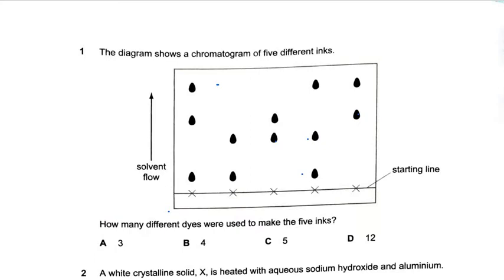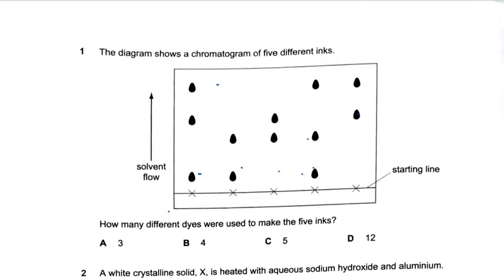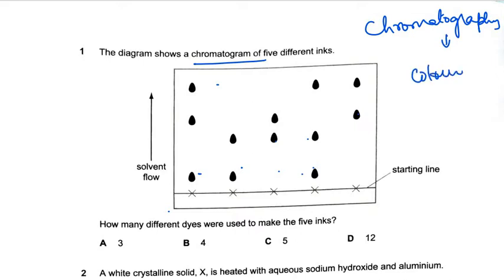The diagram shows a chromatogram of 5 different inks. As you can see here, there are 1, 2, 3, 4, 5. Now they are asking how many different dyes are used to make these 5 inks. You know this is a chromatogram. What is a chromatogram? A chromatogram is the result of chromatography. Chromatography is a technique of separation of colors, so different colors you can separate with the help of the chromatography technique.